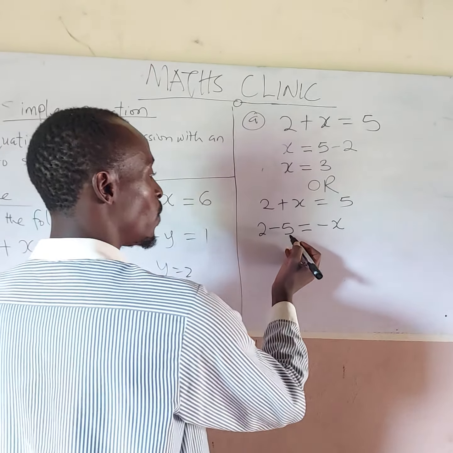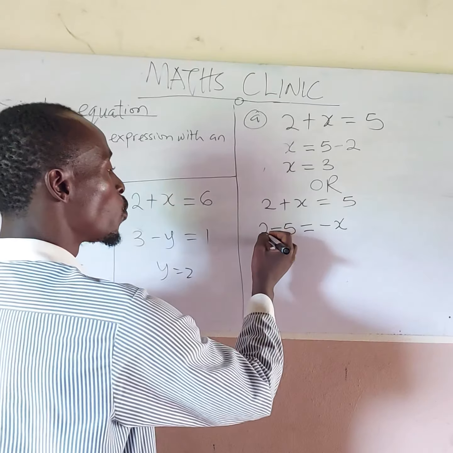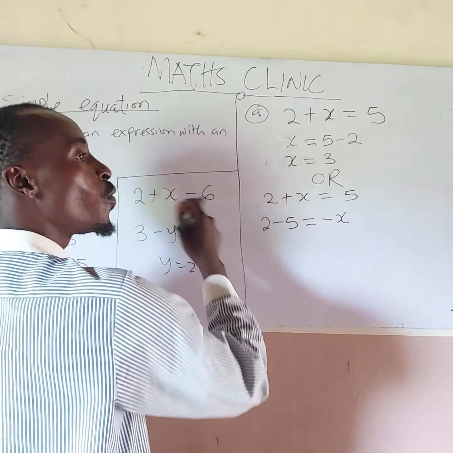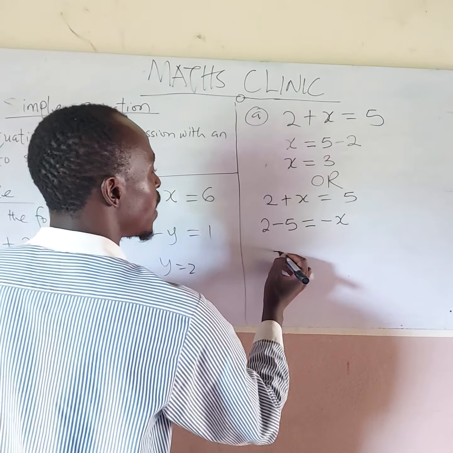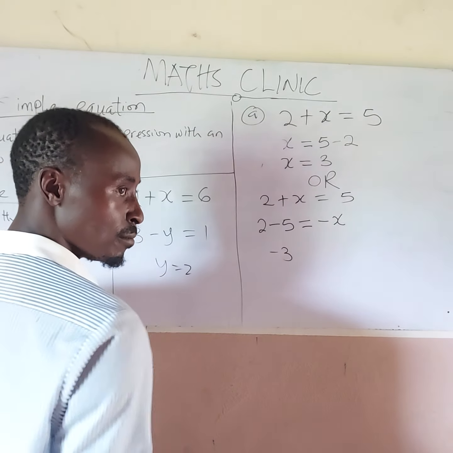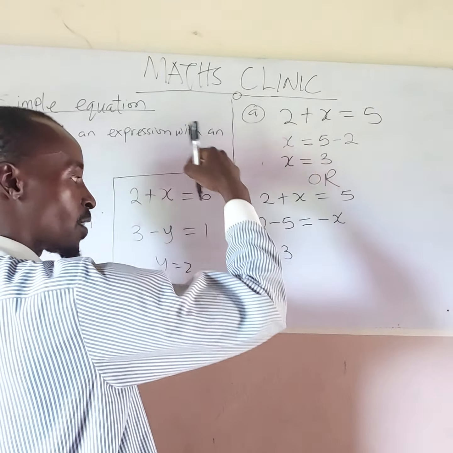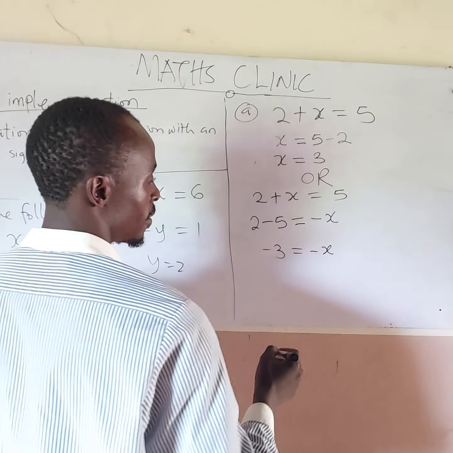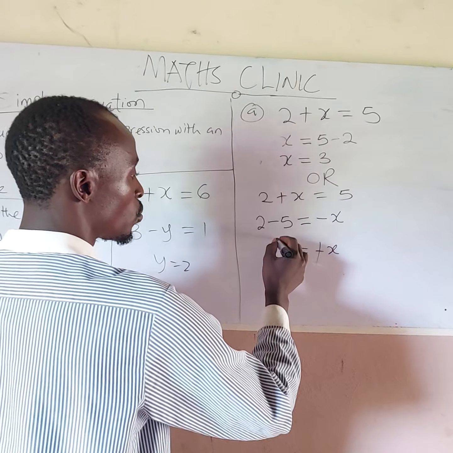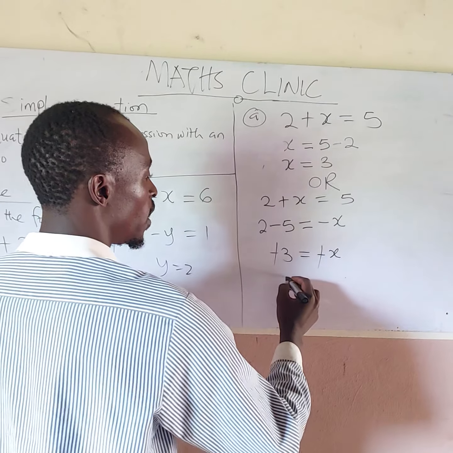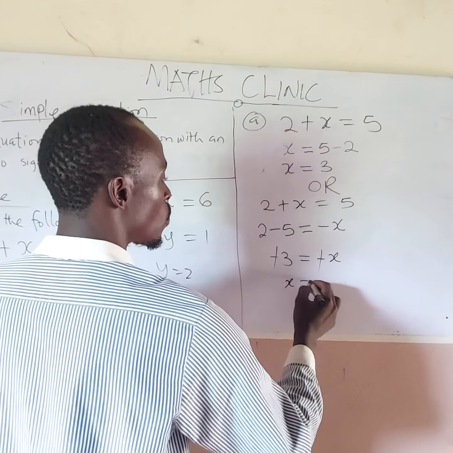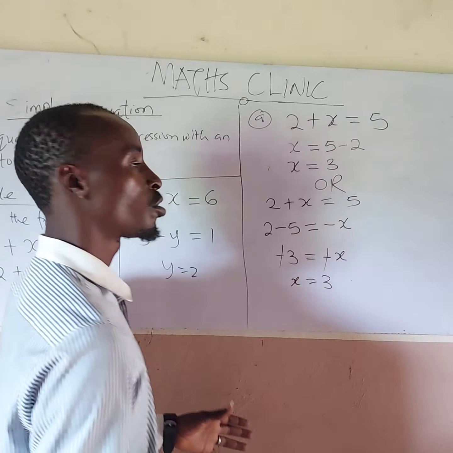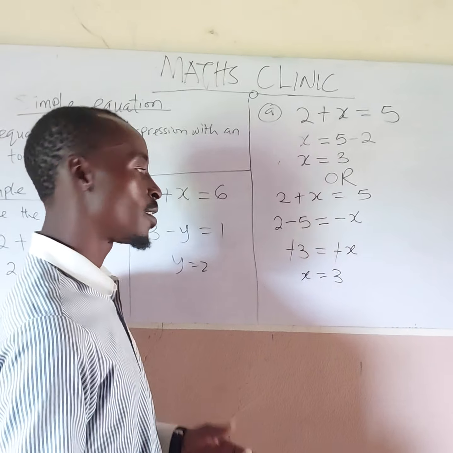Now, 2 minus 5, using the knowledge of the number line. If you go to 2 and move minus 5, you are going to the negative side. If you go 5 steps from 2, you land at minus 3. Then it's equal to minus x. But here, minus can cancel out minus. Then you'll be left with x equal to 3. So either way is correct. You just collect like terms and solve that question.